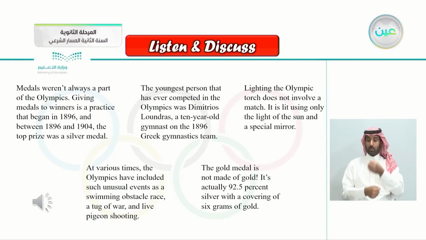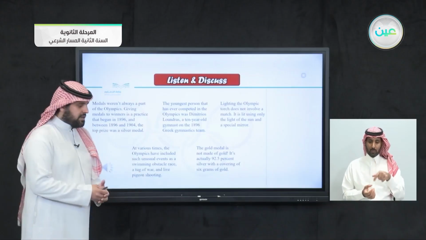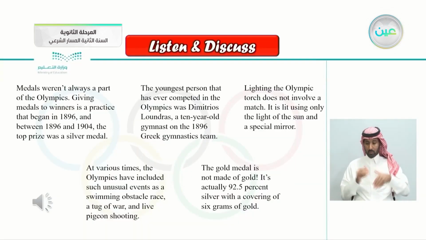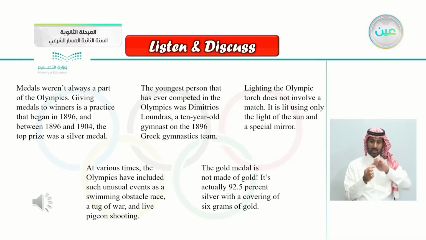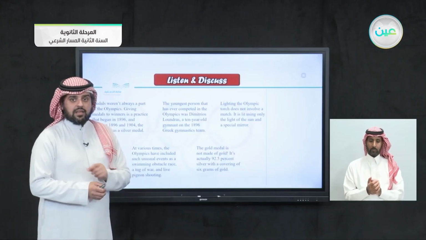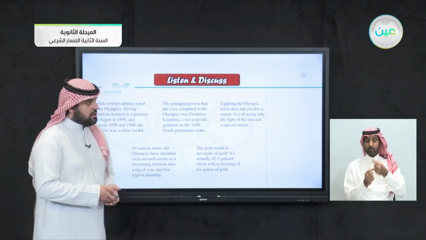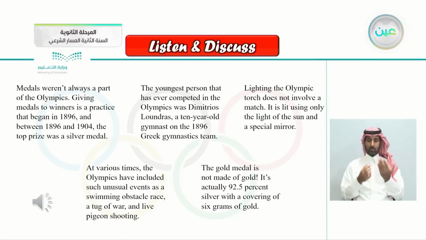At various times, the Olympics have included such unusual events that maybe we don't have today in the Olympic Games. For example, a swimming obstacle race, a tug-of-war, and live pigeon shooting, where you shoot live pigeons. Of course, we don't have these today. The gold medal isn't made entirely of gold. Most of it is gold, but not the entire medal is gold. It's actually 92.5% silver with a covering of 6 grams of gold. So it's actually silver, and it's maybe painted or coated with gold. So all of these are new facts about the Olympics.